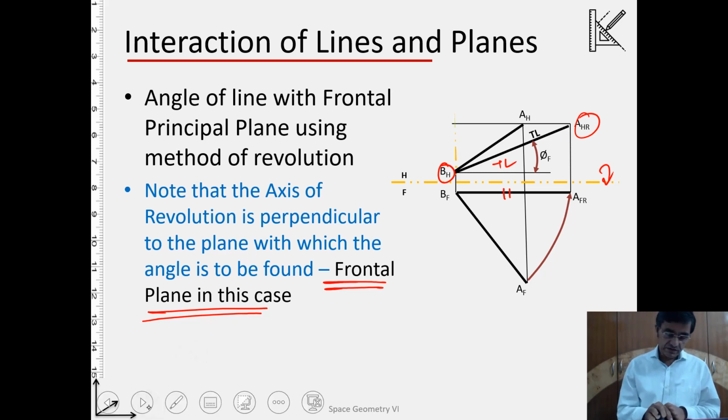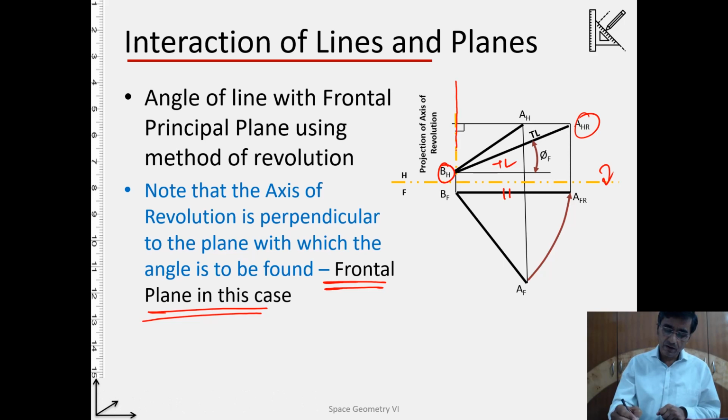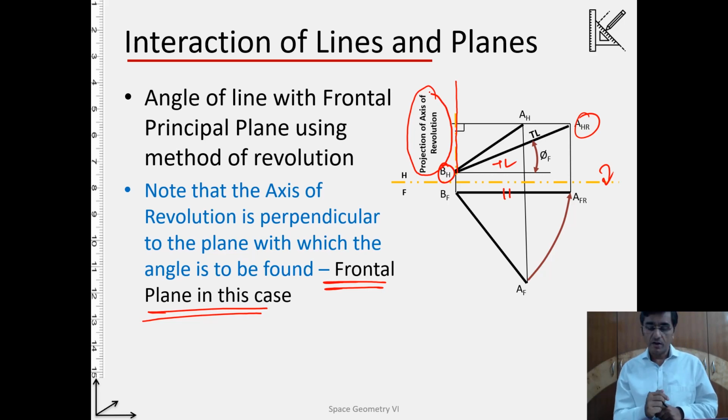We can extend the same thing also. So I'm writing here for this yellow line, this as axis of, this is the projection of the axis of revolution. And you'll notice this line will have a point view onto the frontal plane. And that is why the axis of revolution was perpendicular to the frontal plane.